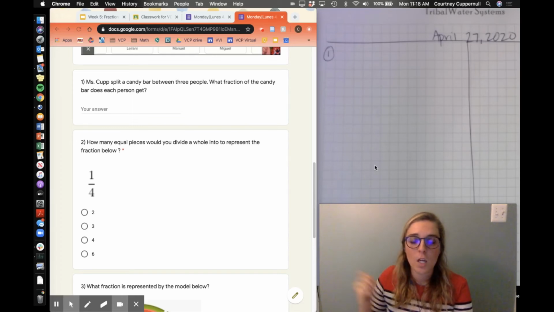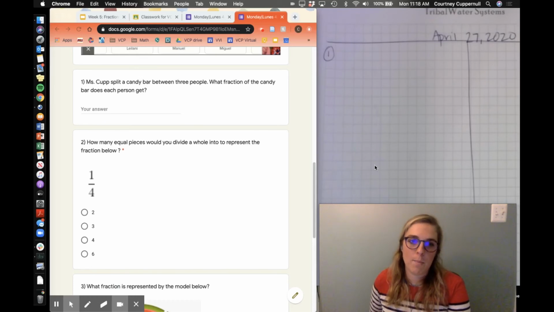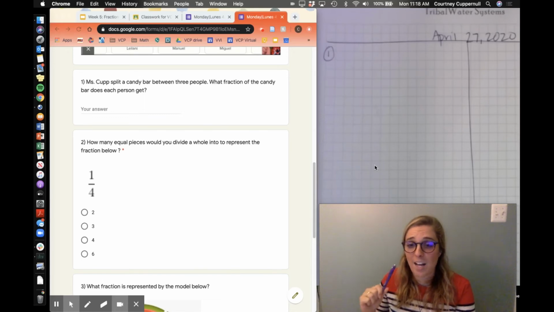All right, let's talk about this first story problem really quick. It says Miss Cupp split a candy bar between 3 people. What fraction of the candy bar does each person get? What I'm doing now is exactly what you need to do on your paper. What I draw, you draw. It's like zombie hand. What I'm saying out loud, you're thinking in your brain.